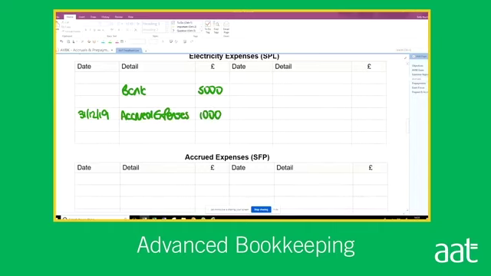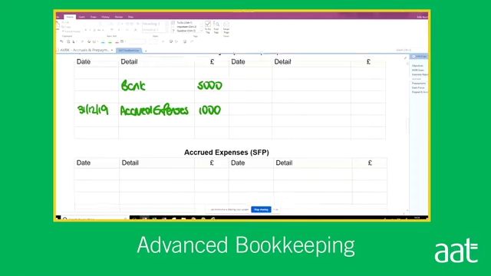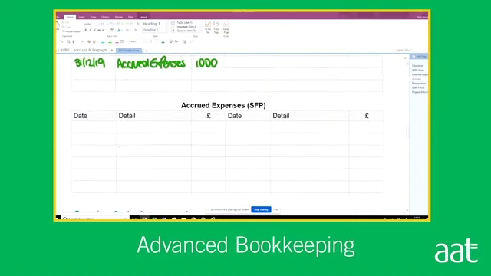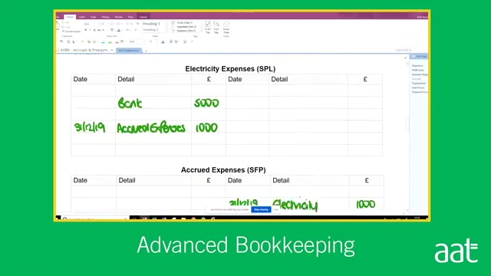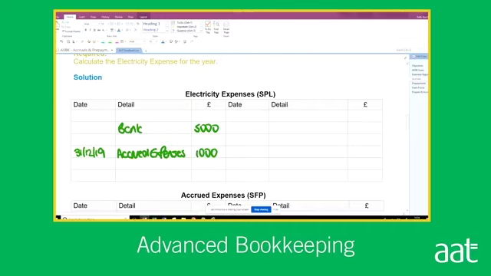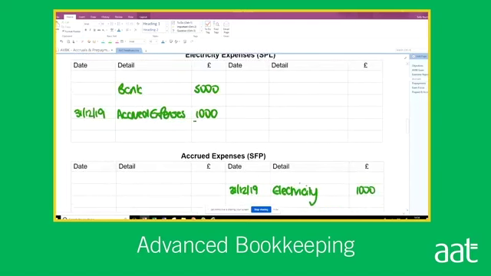So now I need to do the other side. I always start with my debits first. So in my accrued expense, which is in the financial position, date again, so it will be the 31st December 2019. I'm just going to put electricity, so at least I know where it's gone to, and I've got the 1,000. So the question is, what is the electricity expense for the year? Effectively, I need to balance off the electricity expense account. So here we go. 5 plus 1 gives me 6,000.